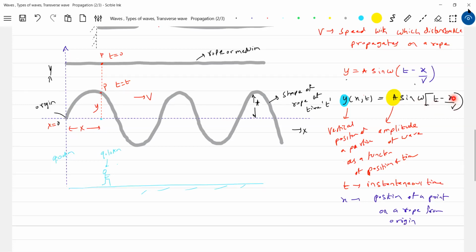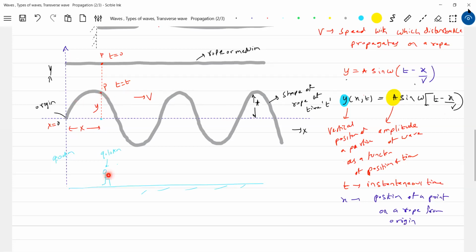So, sir, what is the meaning of this? What is this particular thing? The time at which the wave is generated, t minus x by v. At time t, you notice the wave. T minus x by v is the time at which the wave is generated. And what is t? The time at which you notice the wave at point P, or the time at which the disturbance is here. And when it was generated, t minus x by v.